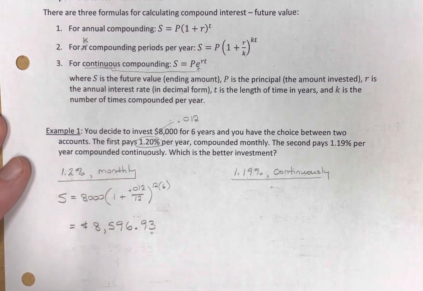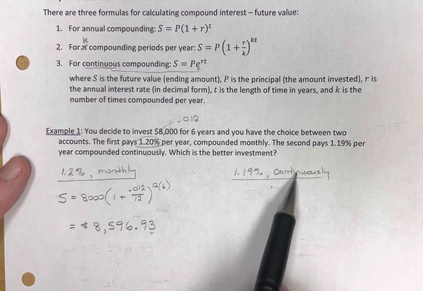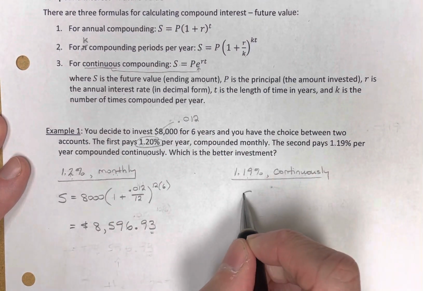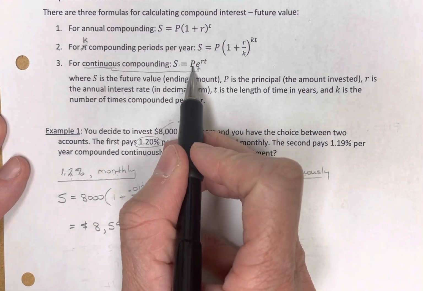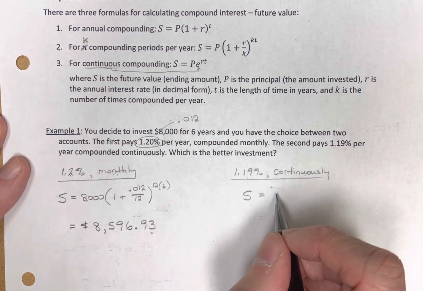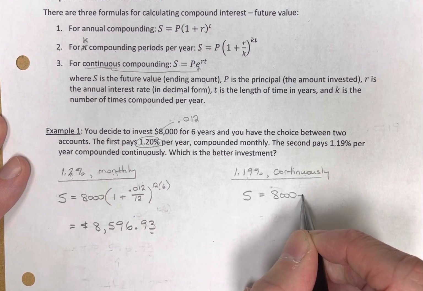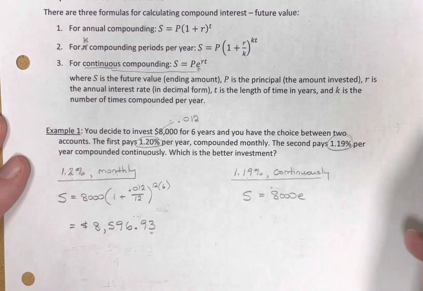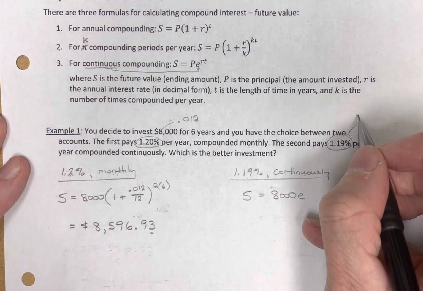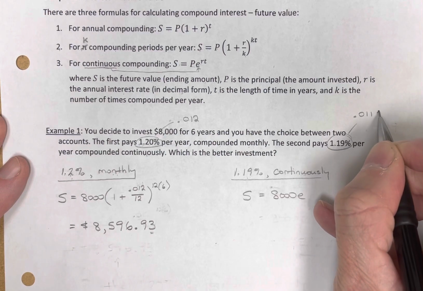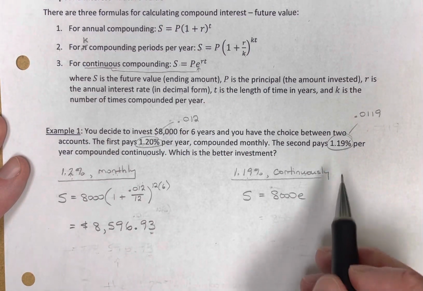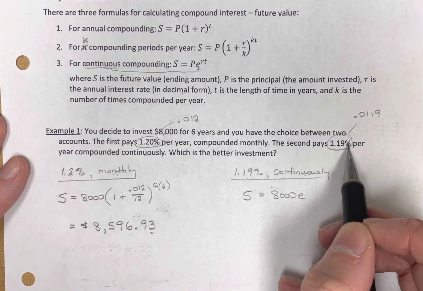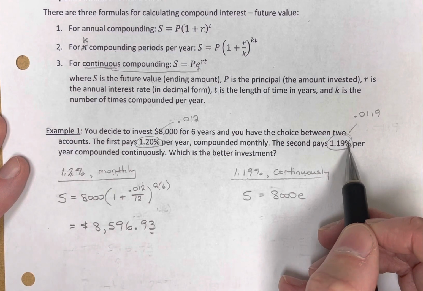Well, continuous, again, connect with your brain. Continuous means there's an E involved. So here's our formula. S is equal to the principal, the amount we're going to deposit, which is still $8,000, times the letter E, raised to the rate. Well, the rate here is 1.19%, and that is 0.0119 as a decimal. If we're going to do math with it, it needs to be in decimal form. Again, percent is out of 100, or mathematically divided by 100.